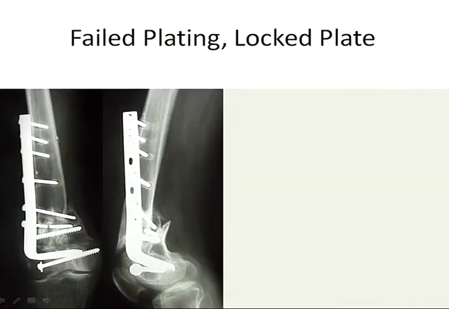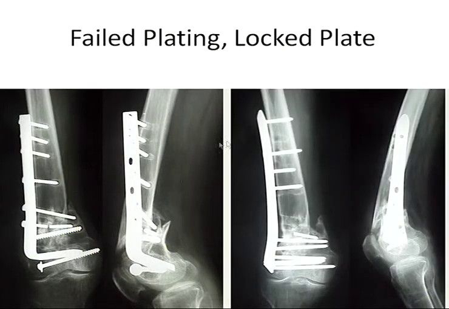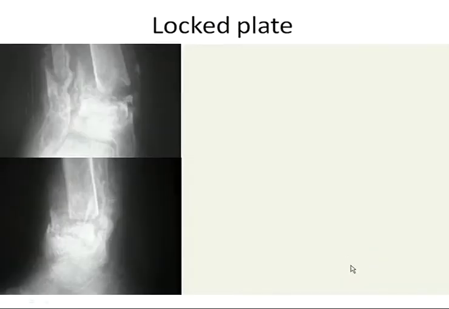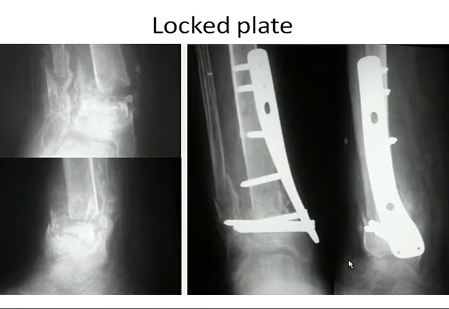Failed plating again. This is a failed plate. The screws are broken, and the screws here are pulled out. We are close to a joint. That's why a locked plate is the ideal treatment, resulting in union. So with osteoporosis and close to a joint, we apply a locked plate. Even if you have a very short metaphyseal fragment, again, a locked plate can solve the problem.